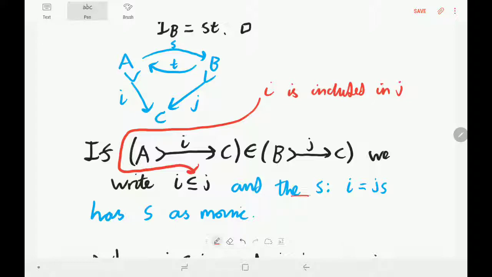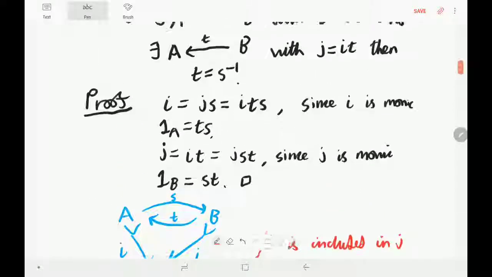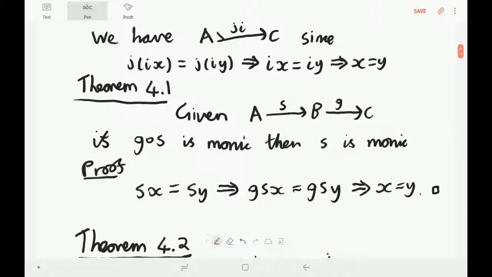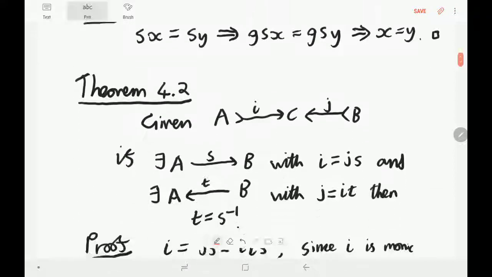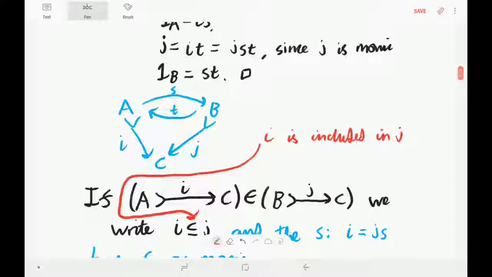Anyway, and then also notice in this case, there's obviously got to be an S such that I is equal to JS, and that S has to be monic because we know that JS is monic, and then using this theorem 4.1 here, that implies that S is monic. Okay, and that makes sense because we've got kind of subsets and stuff.